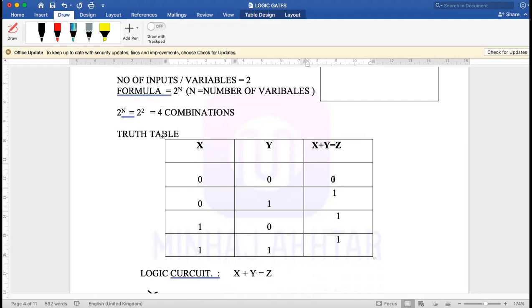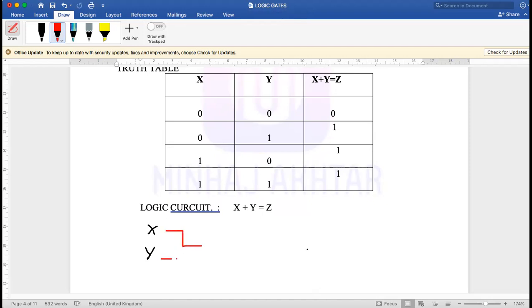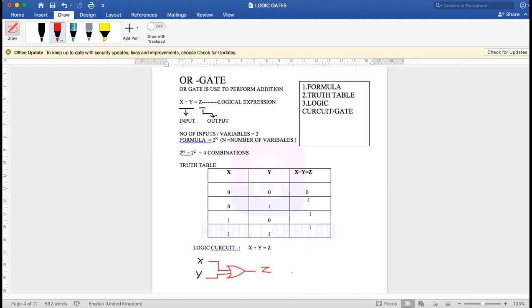We apply addition. Now the logic circuit. The same, we need to draw the logic circuit. First, I'm going to write down the logical expression as it is already written, X or Y equal to Z. So we are going to draw the lines like this. It's a pretty good design. And the OR gate. Look. So this is called your OR gate. That's it. This is a logic circuit. Now you need to write it down in your notebook. Quick.